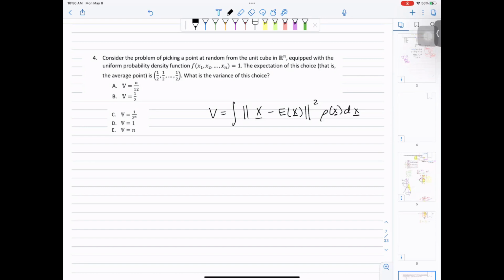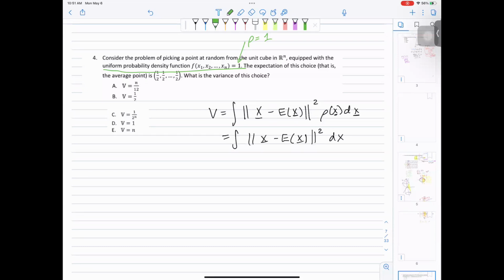Okay, let's take this step by step. We have uniform probability density function of 1. So that means that my rho, my probability density function, is 1. So that means I can simplify this, since this is 1, I'm left with dx.